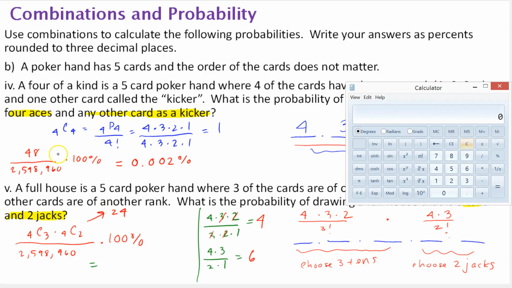Okay, this is going to be half the size of the previous one, so we should get about 0.001%. I'm not sure though because of the rounding. 24 divided by 2598960 times 100. So notice it's giving us the e to the negative 4. Let me write this up on top so I could show you how to do this. Okay, so let's go 3 decimal places out, so 9.23.